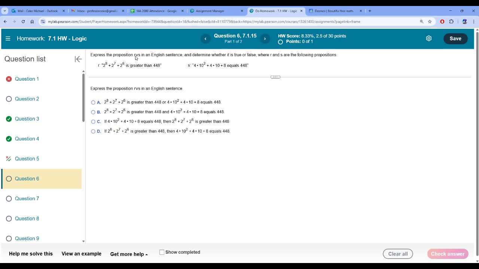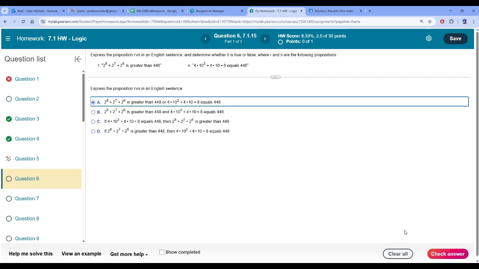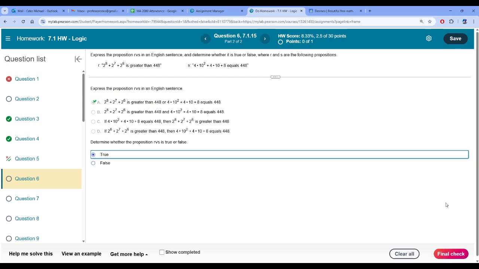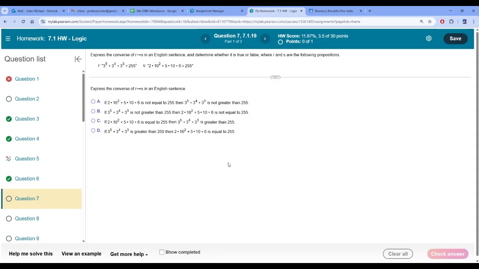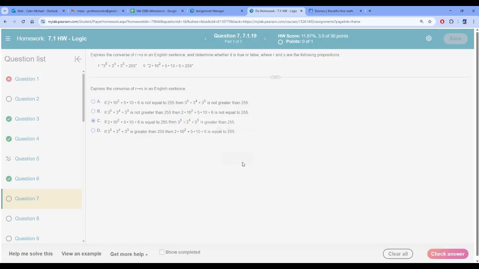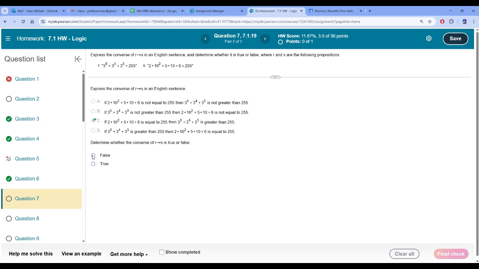Proposition R. I think this one is or, right? Yeah, the V is or, and then the upside down one is and. This would be true. Express the converse of R implies S. The converse is the opposite. So if this, then that. Is it true?